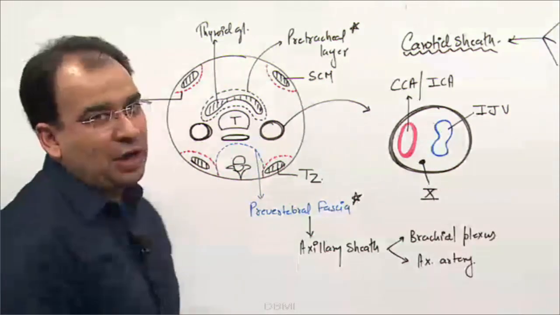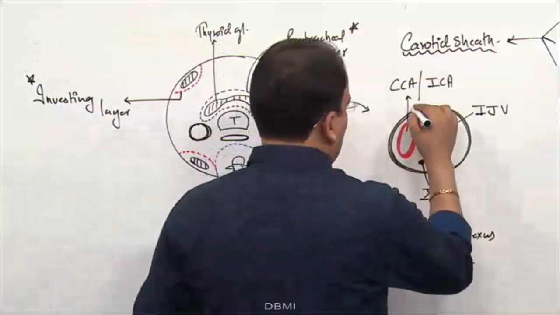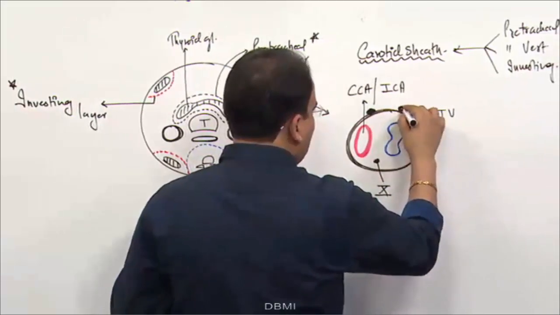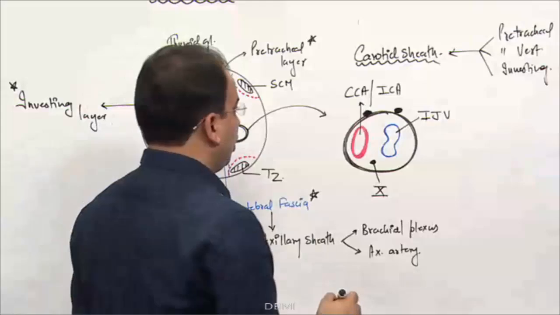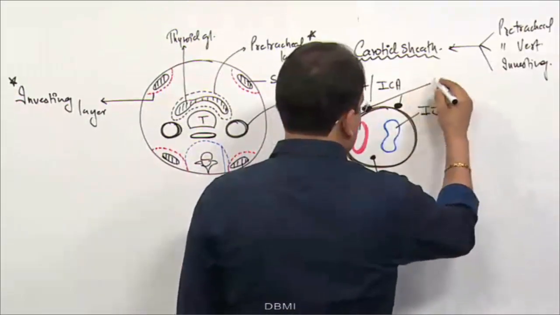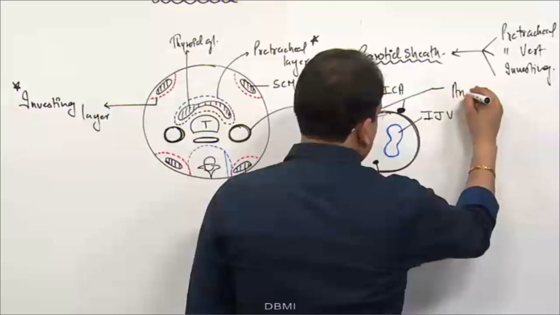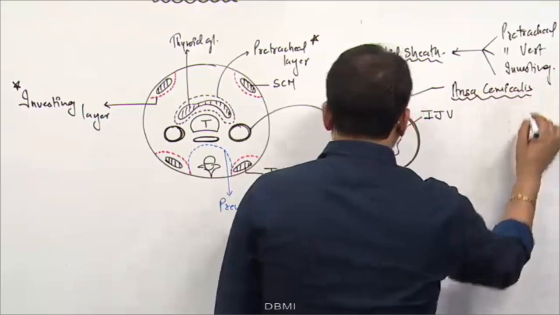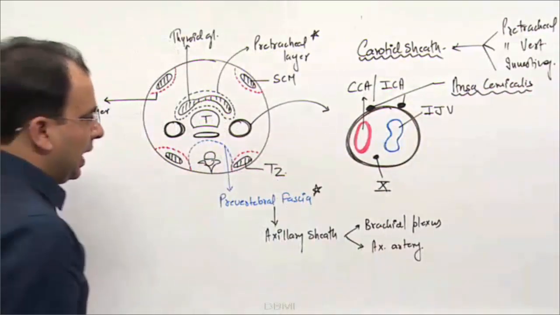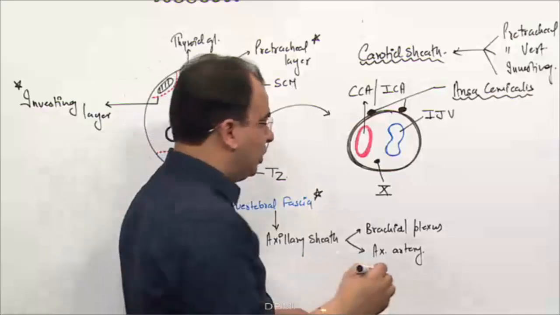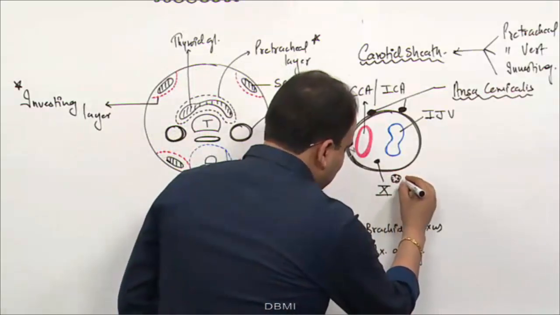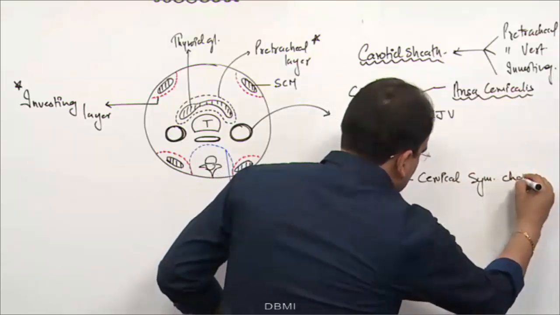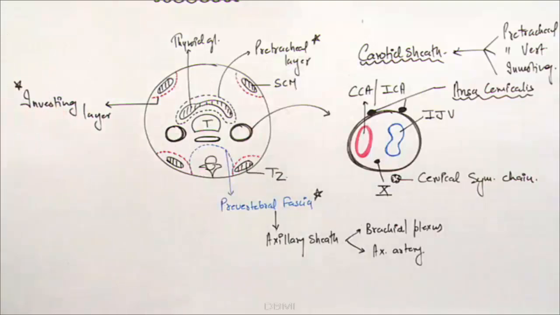There is an important relation of the carotid sheath which we also need to remember. The anterior relation of the carotid sheath is the ansa cervicalis. The descendens hypoglossi and descendens cervicalis are adherent to the anterior wall of the carotid sheath. The ansa cervicalis is the important anterior relation, and the posterior relation of the carotid sheath, not adherent to it, is the cervical sympathetic chain.